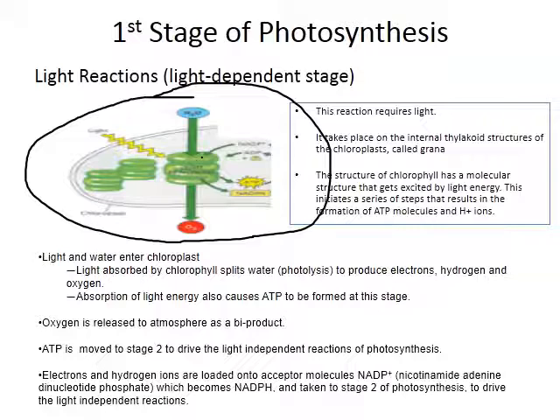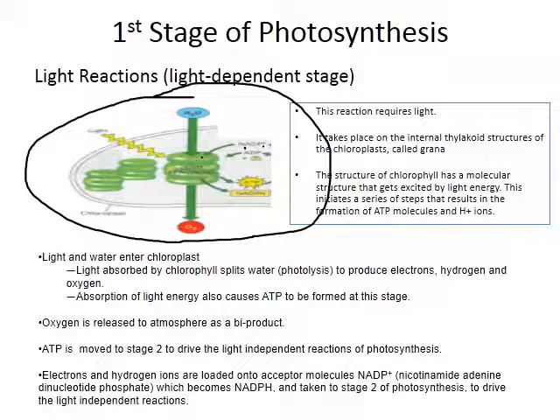With the hydrogen ions, they're picked up by a coenzyme called NADP+, and once that coenzyme, which we call an acceptor molecule, is loaded with the hydrogen ions, it becomes NADPH. And it's actually going to transfer those hydrogen ions over to the next stage of photosynthesis, called the light independent stage.